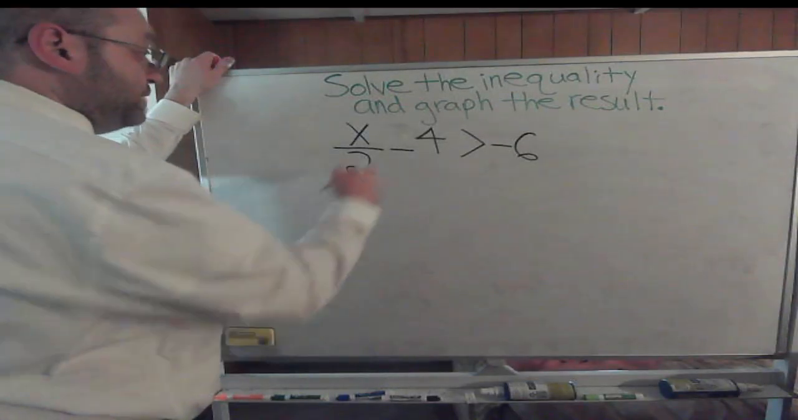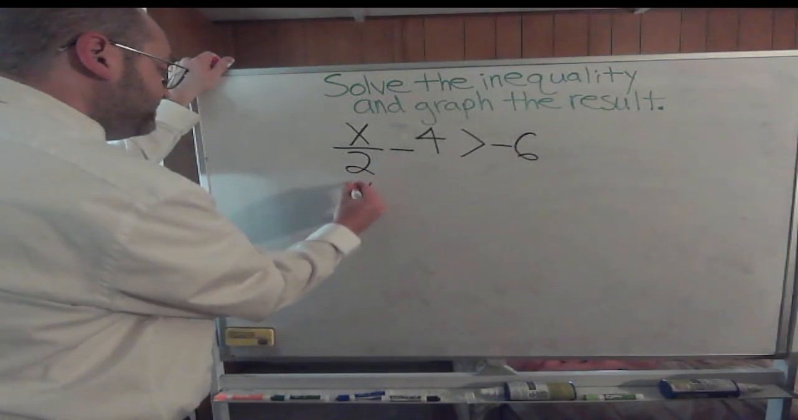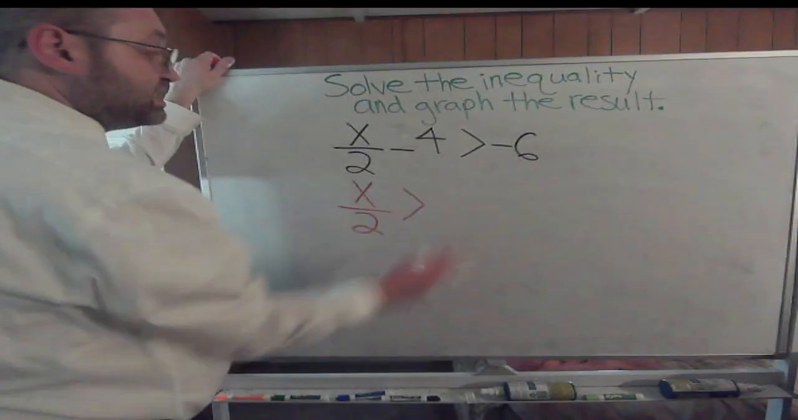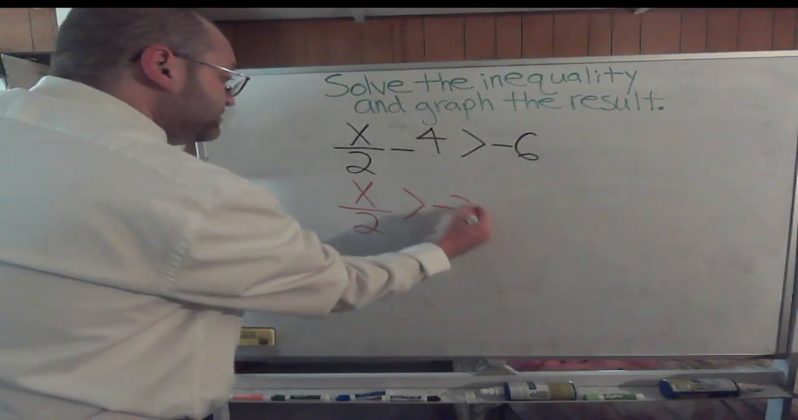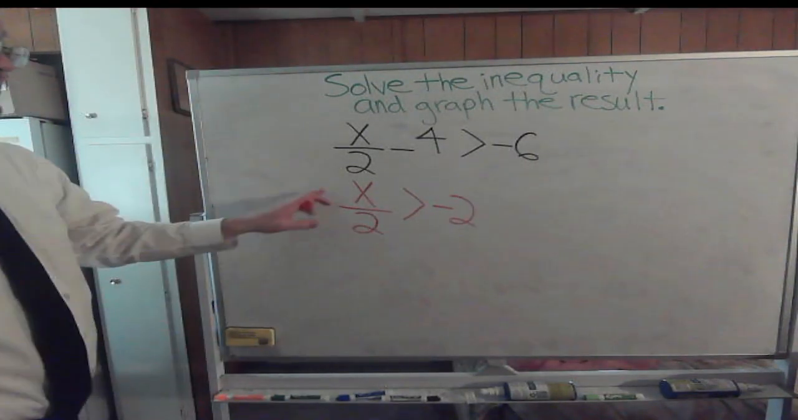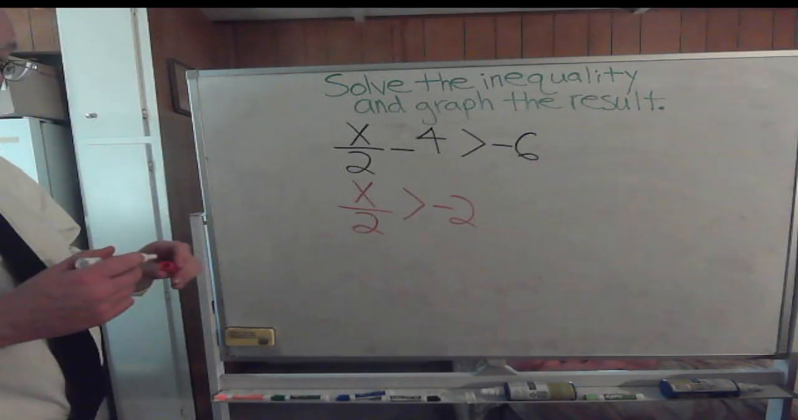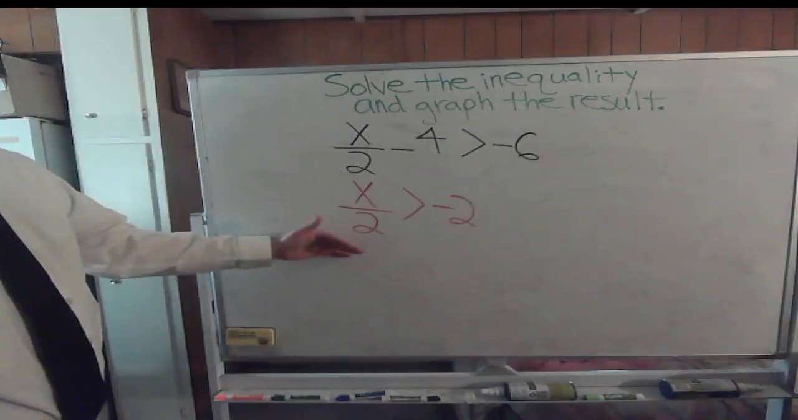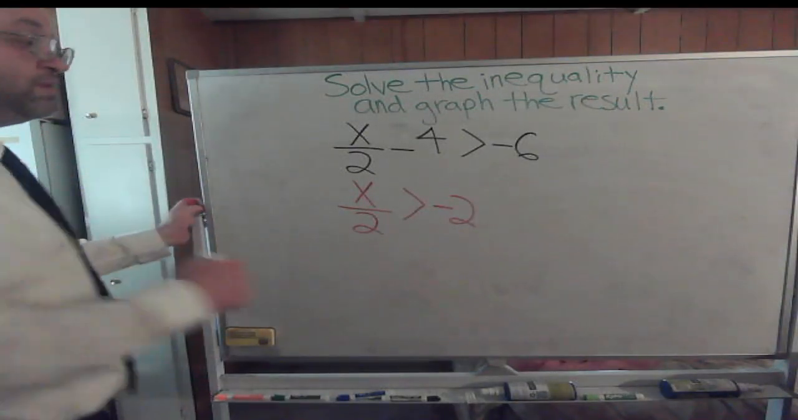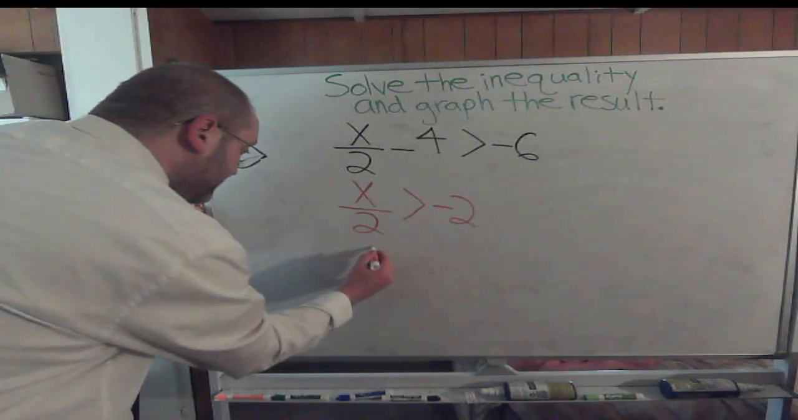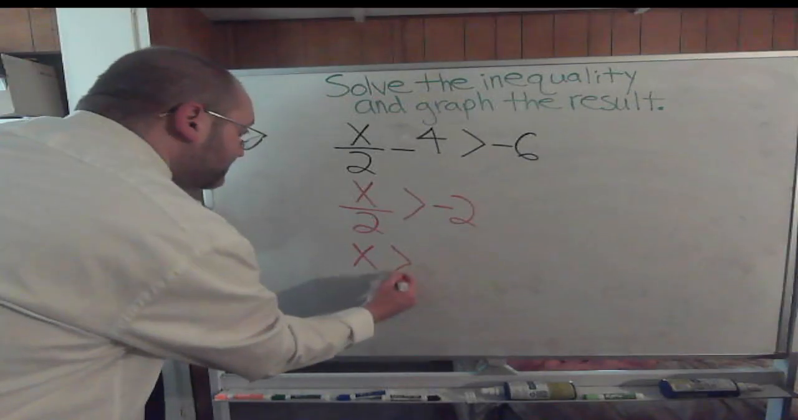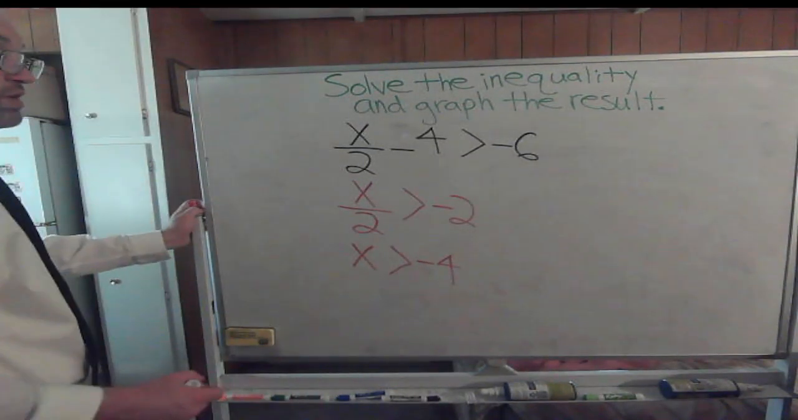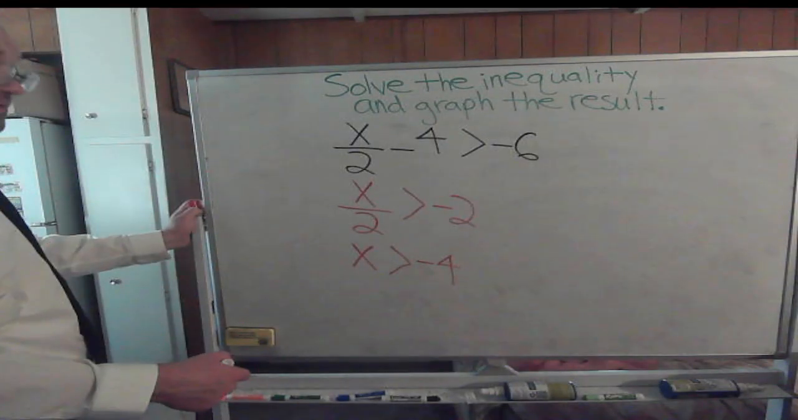So we add 4 to the left side, and you'll just simply get x over 2. That'll be greater than negative 6 plus 4, that's negative 2. So now you've got x over 2 is greater than negative 2. Then ultimately we want to get x by itself, so you've got to multiply both sides by 2. Multiply the left side by 2, you just get x. That'll be greater than negative 2 times 2, which is negative 4. So you end up getting x is greater than negative 4.